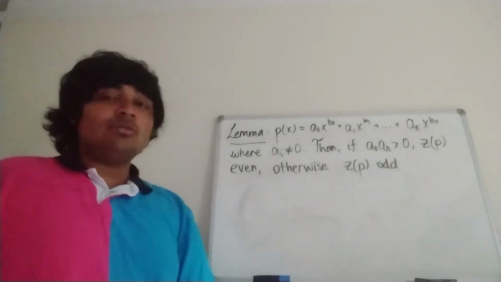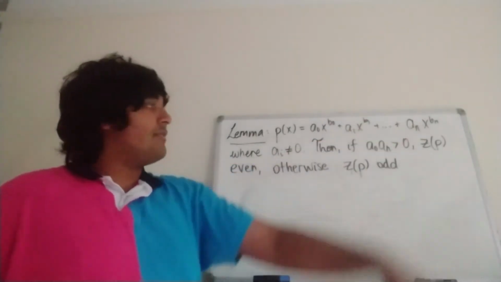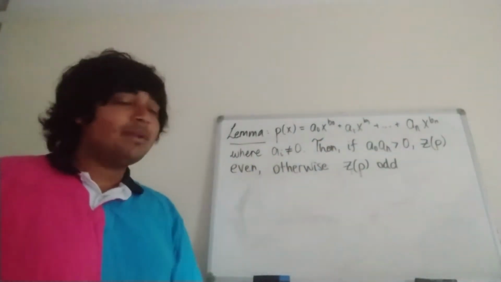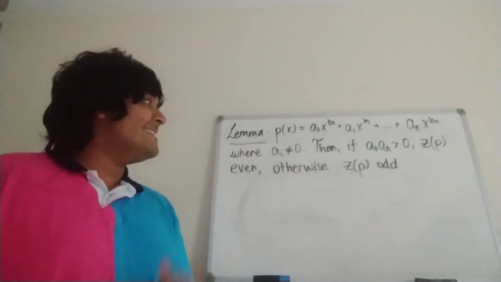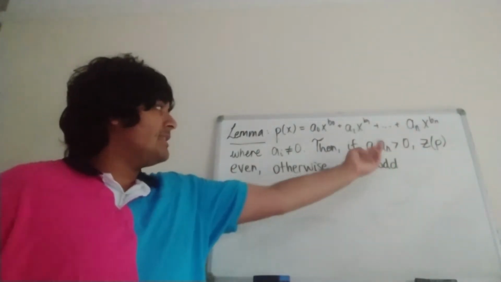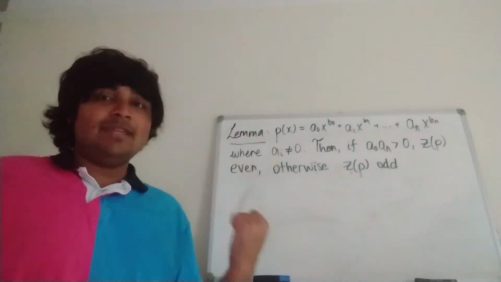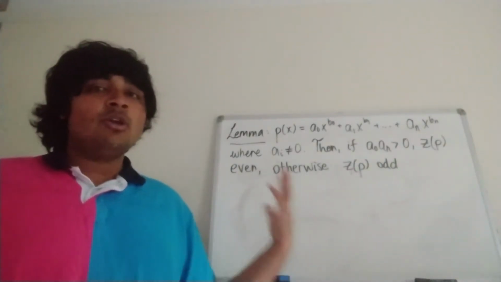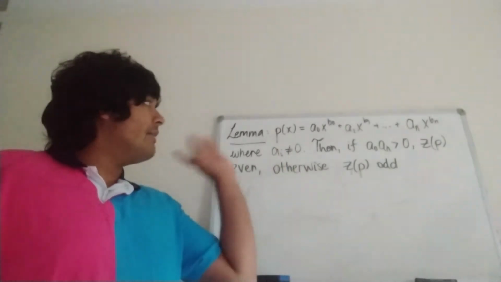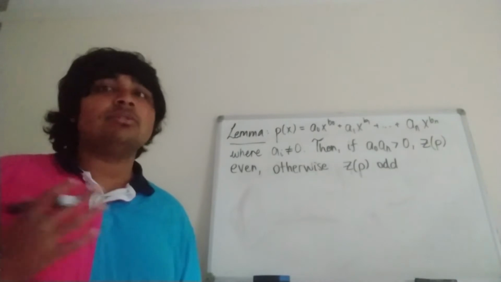Anyway, if a0 times an, so the coefficient of the smallest power of x times the coefficient of the largest power of x, when you multiply them together, if you get a positive number, then z of p is even, otherwise z of p is odd. So if you multiply these two and get a negative number, then z of p is odd. And z of p here, remember, is just the number of positive real zeros of this function p. But one thing I forgot to mention is that it includes multiplicities.